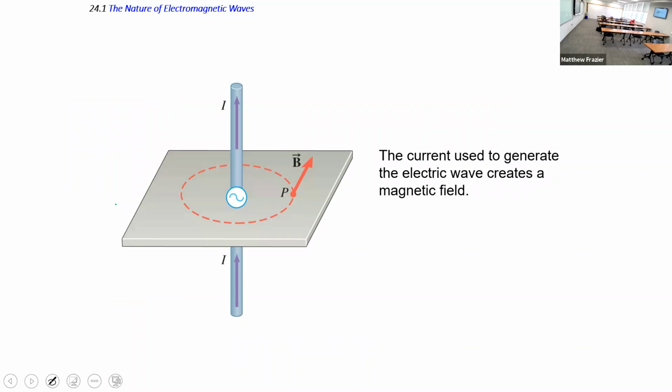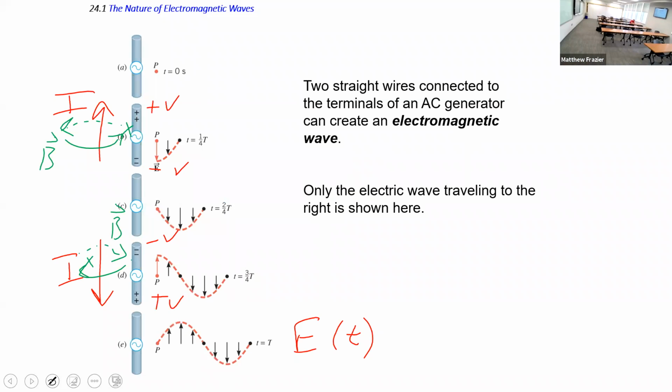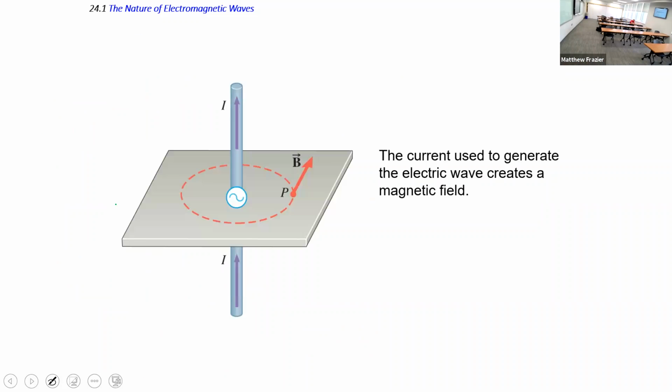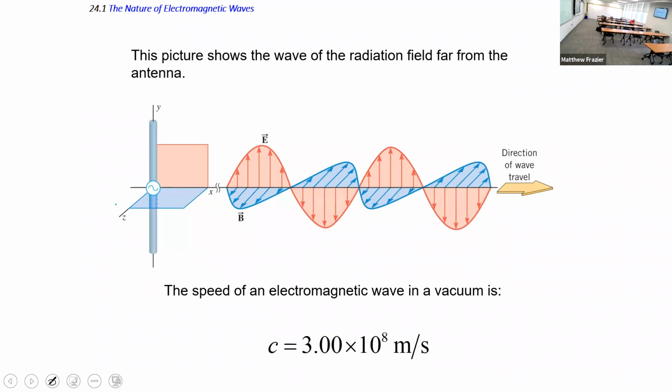All right. There's the image I want to show. The current that generates the electric field also generates a magnetic field, and it's sinusoidal. You can see the sine wave pattern in here. But what this does for the magnetic field is it puts the magnetic field at right angles to the electric field.